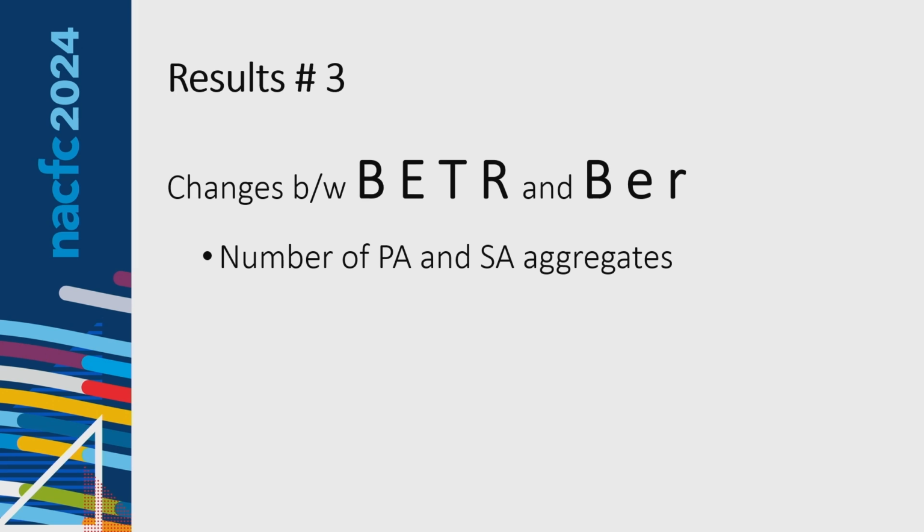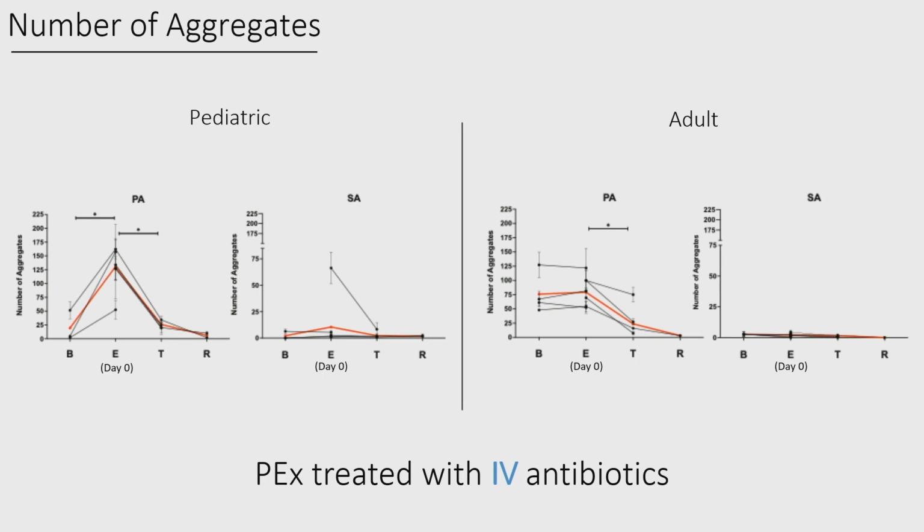In terms of the changes between time points, looking first at the number of aggregates, one thing that points out is from B to E in the pediatric patients, we do see a spike in the number of aggregates, while in the adults, you don't see this initial increase from B to E. And then Staph aureus, for some reason, doesn't change. It seems to be pretty steady no matter what time point it is at.